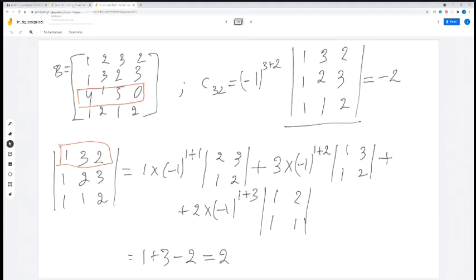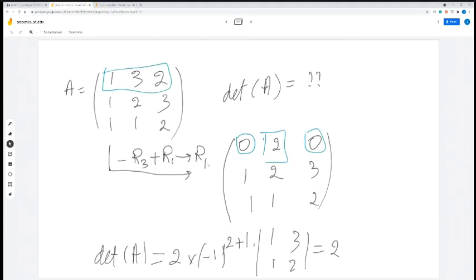So I hope you got the idea. The idea is just to manipulate the rows a little bit so as to make as many zeros as possible in a given row, and then expand with respect to that row. This will make your life much easier. Now let me see what happens if I multiply the top row by 2. The determinant of A is equal to 2, so what's going to be the determinant of the new matrix?